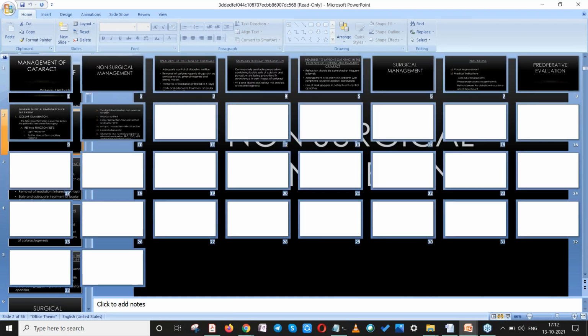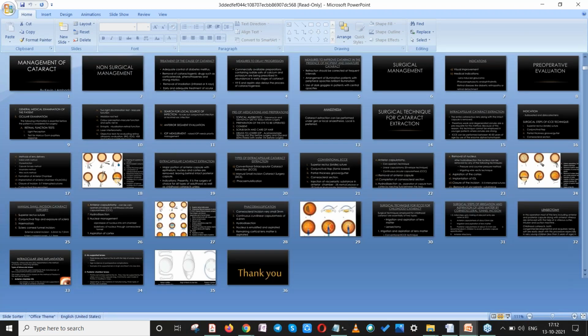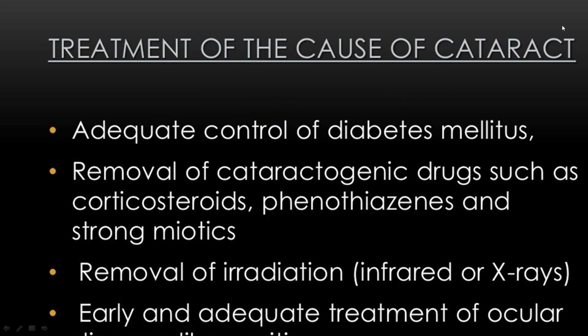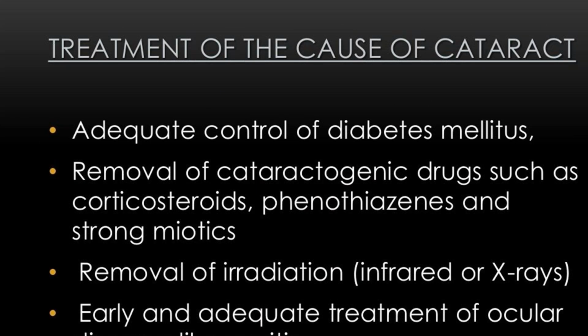Then there's the management, the surgical management. Firstly, there's the non-surgical management. In the non-surgical management, there's treatment of the cause of cataract. So you need to control the diabetes. You need to remove the cataractogenic drugs like corticosteroids, phenothiazines, and strong miotics. Then removal of irradiation, and early and adequate treatment of any ocular disease.